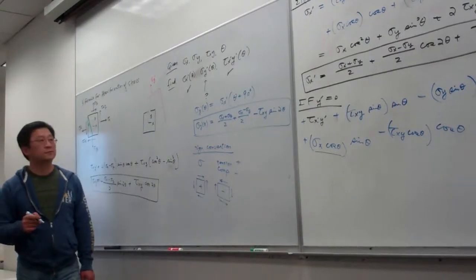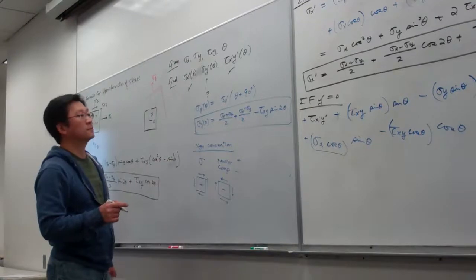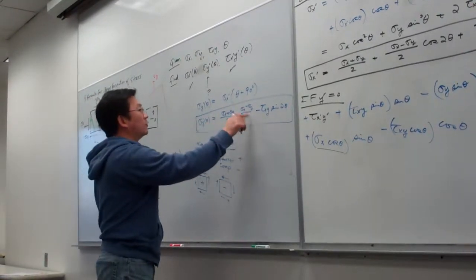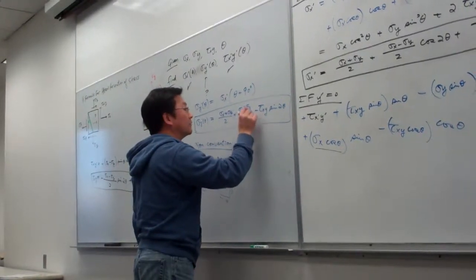I'm just wondering, on your x prime equation, after the second set, you have cosine 2 theta. Where did that go? Oh, yes. Okay, yeah, sorry, I forgot again.